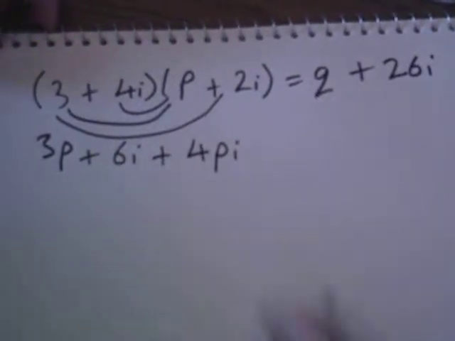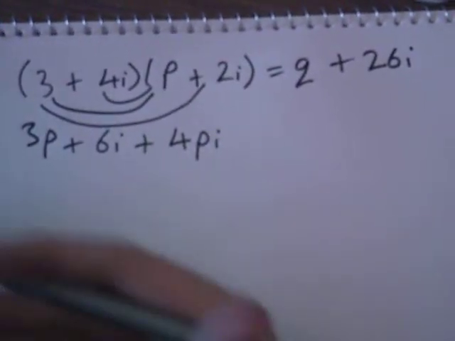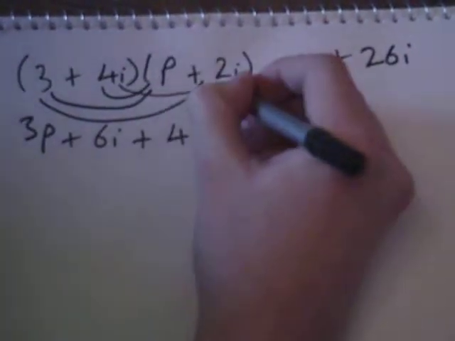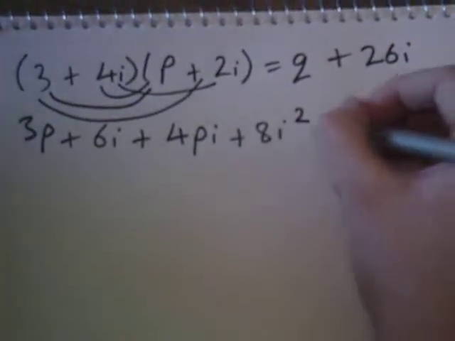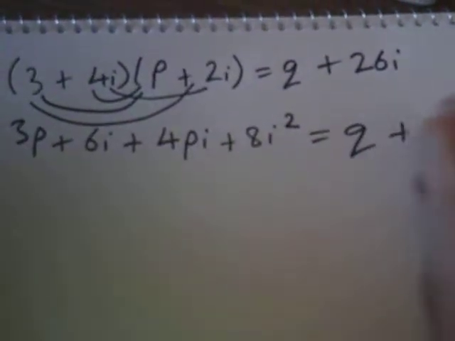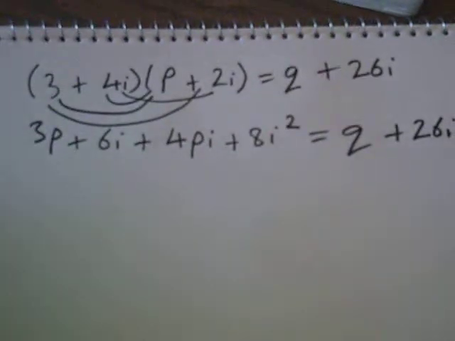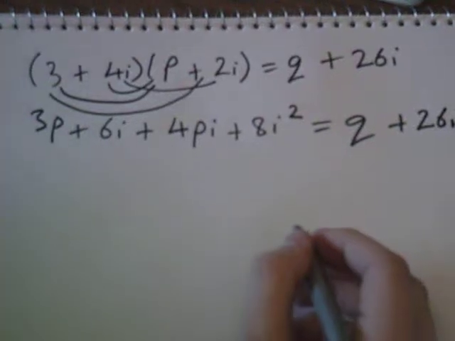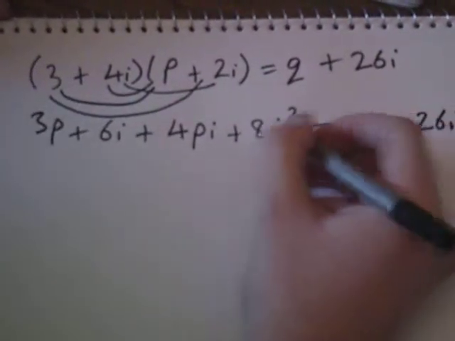It doesn't really matter which way around they go. I just like to put the i last, just to emphasise that the number is an imaginary number. So then you do 4i multiplied by 2i, which is add 8i squared. And that is equal to q, add 26i. Then I would gather all your real parts together and all your imaginary parts together. As you know, i squared is -1.